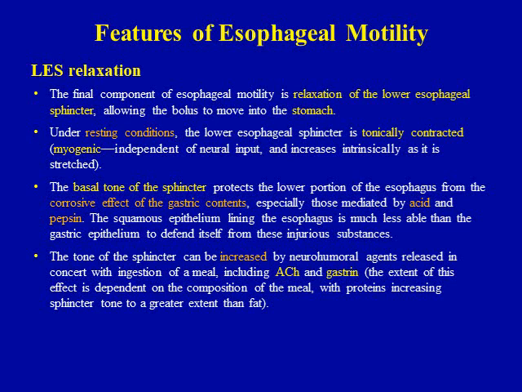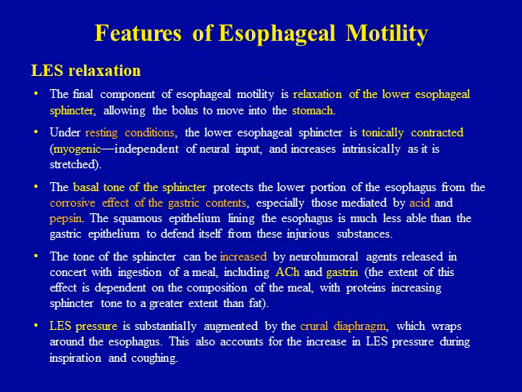The tone of the sphincter can be increased by neurohumoral agents released in concert with the ingestion of a meal, including acetylcholine and gastrin. The extent of this effect is dependent on the composition of the meal, with proteins increasing the sphincter tone to a greater extent than fat. So the presence of protein in the stomach can cause the release of gastrin. Gastrin will cause the constriction or increase the tone of the lower esophageal sphincter.